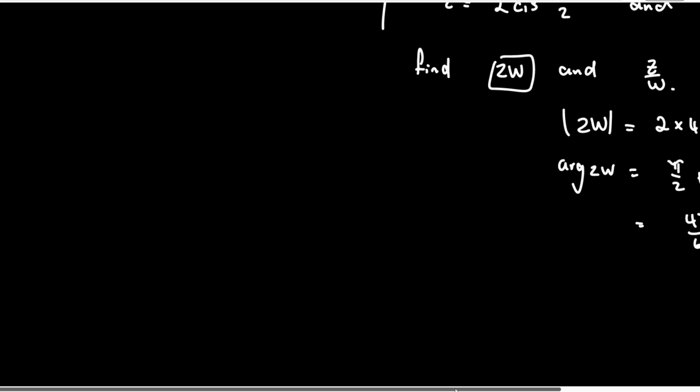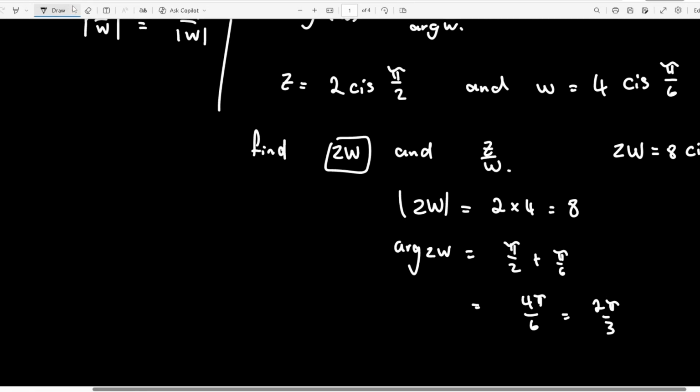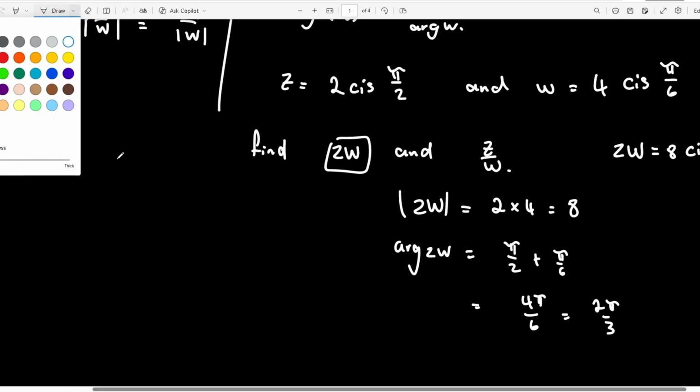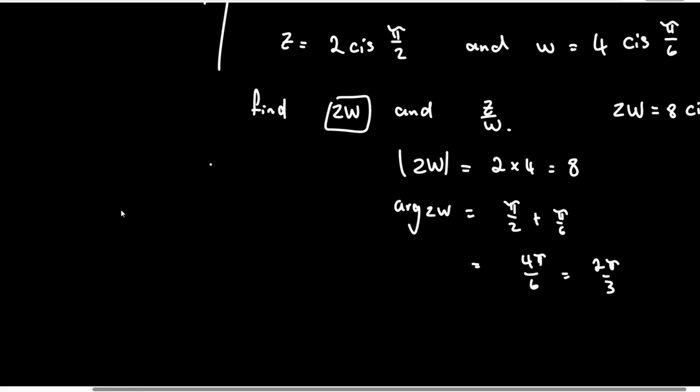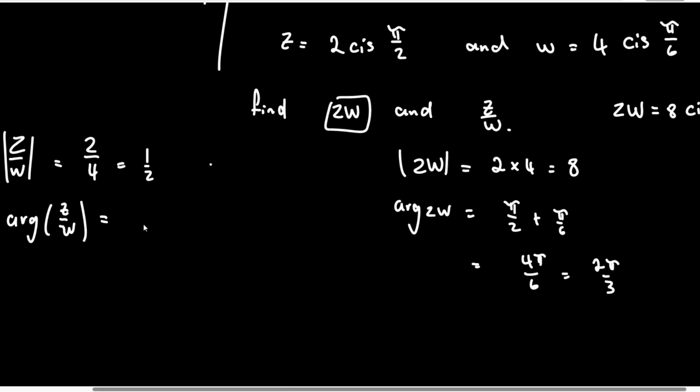Okay, let's go back to our investigation into complex numbers. Next, we want to find z divided by w. Very easy, very straightforward. Divided, we get 1 over 2, so we know my new r is going to be 1 over 2. And then for the arguments, the argument of z divided by w is a very easy subtraction.